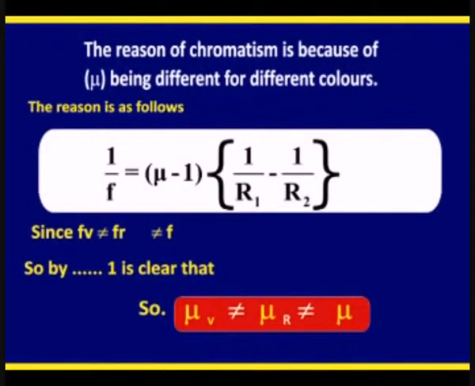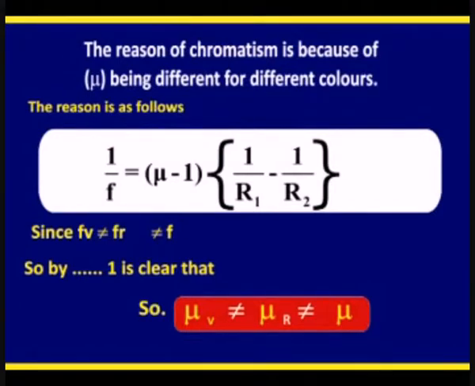The question is, what is the reason for the phenomenon of chromatism? We see on the screen it is again because mu is different for different colors. The reason is shown here: 1 by f equals mu minus 1, into 1 by r1 minus 1 by r2. Please see, the student should make good effort to understand all these equations, and right now these lectures have been delivered for IIT and medical examinations, not only for class 12, but the proofs of these aspects may be taken up from the books, but right now we are proceeding ahead.